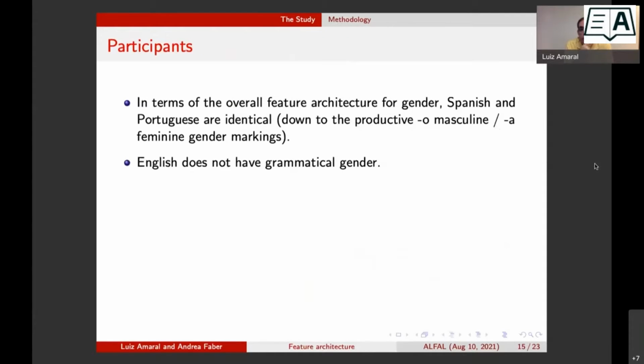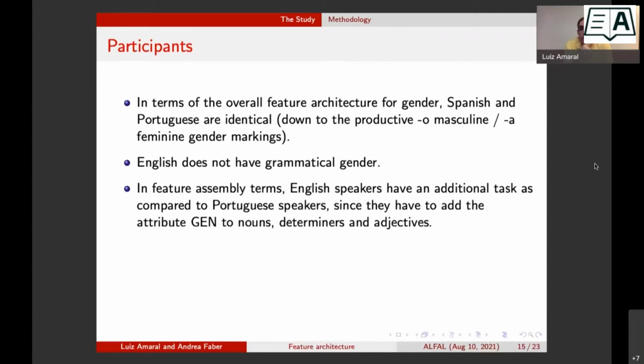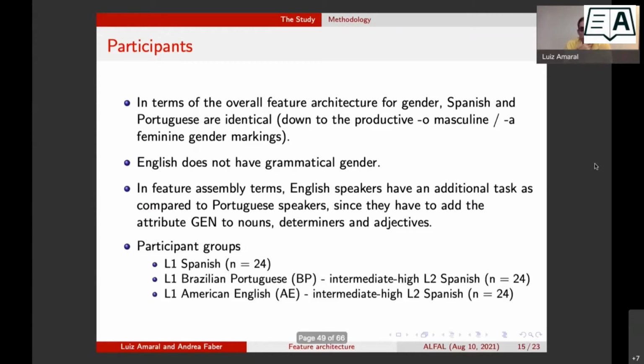So in terms of the overall feature architecture for gender, Spanish and Portuguese are identical, down to the productive O masculine and A feminine gender marking, and English does not have grammatical gender. So in feature assembly terms, English speakers have an additional task, if we use the extended feature description that we cited before, right? Portuguese speakers have to add the attribute gender to nouns, determiners, and adjectives. Portuguese speakers don't have to postulate that. They could, in principle, use positive transfer to postulate that.